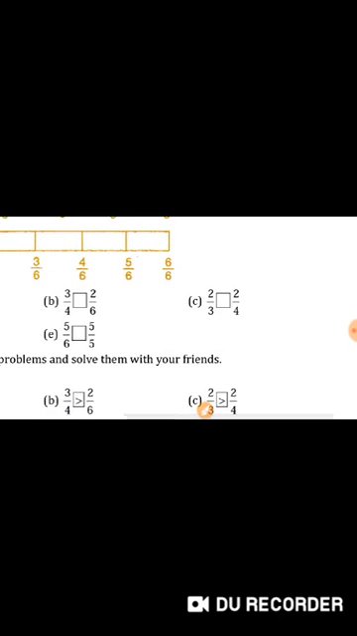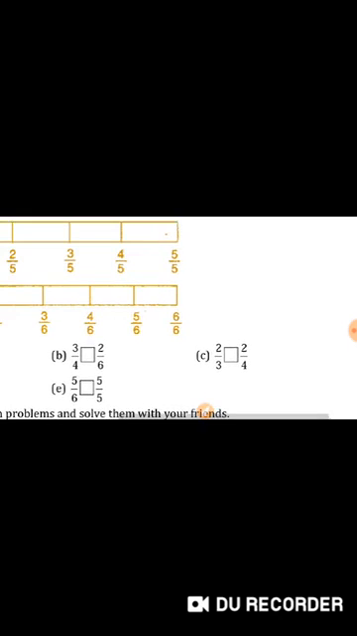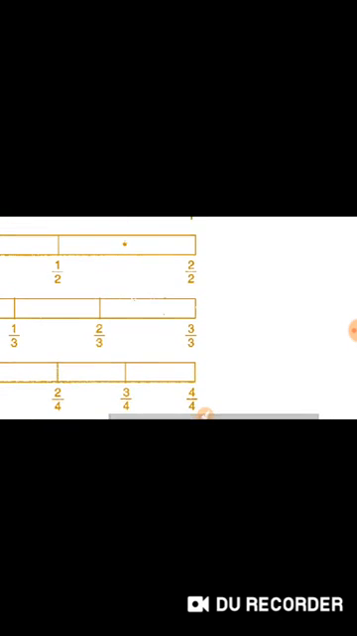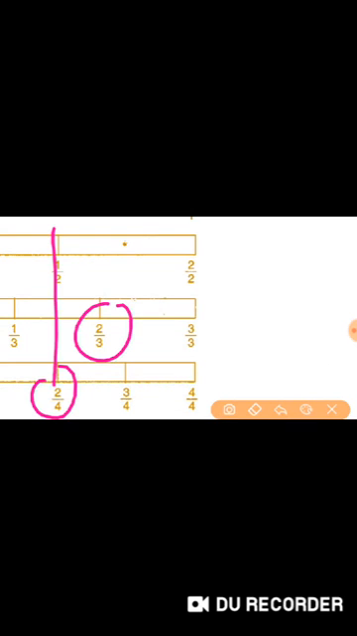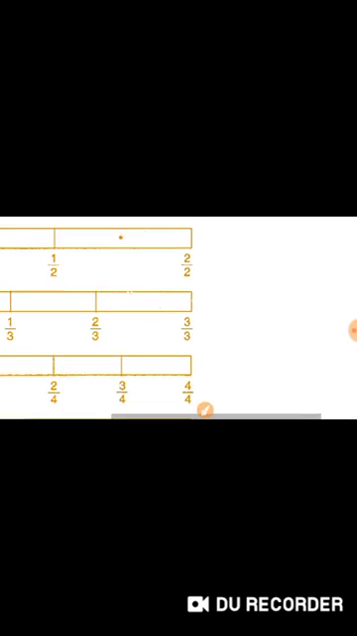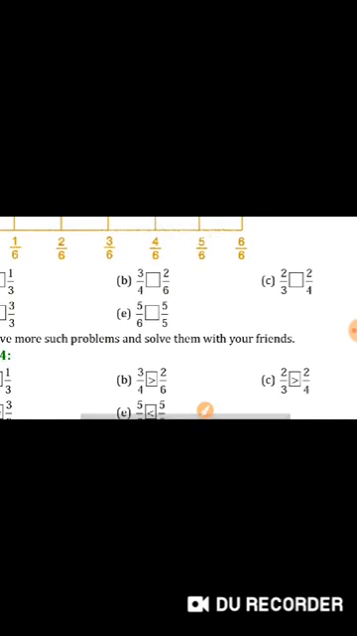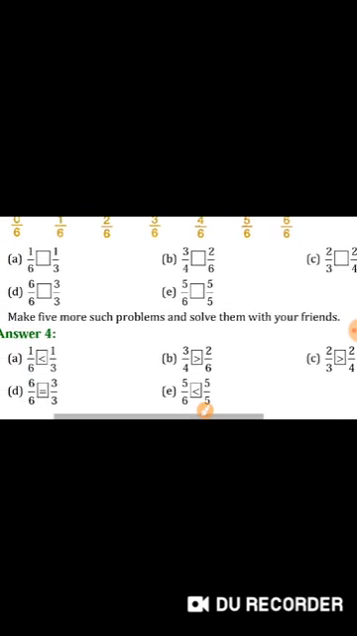Okay, here also 2 by 4, 2 by 3, 2 by 4. Here 2 by 3 and 2 by 4 are there. So here it is less than. Then 2 by 3 is greater in this. So here 2 by 3 is greater, which means greater than. This is how you have to write.